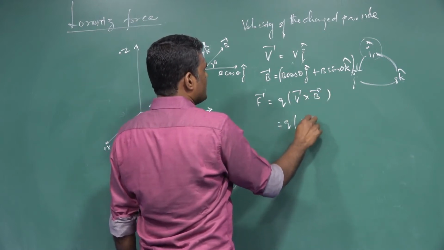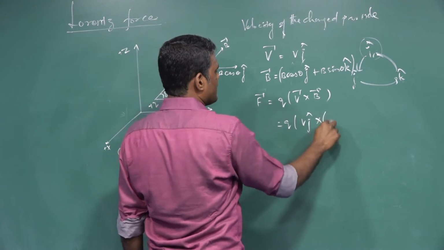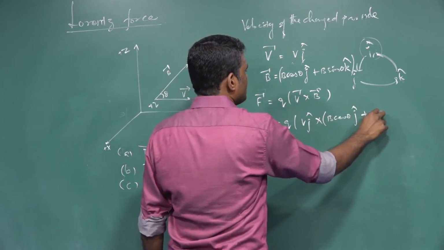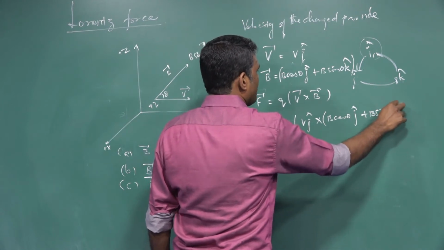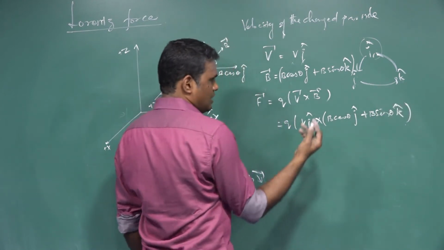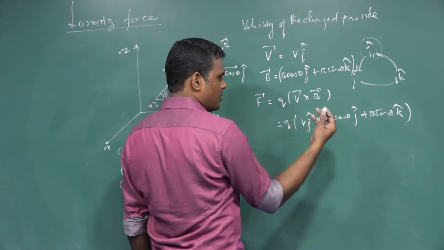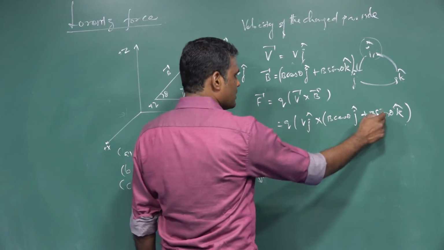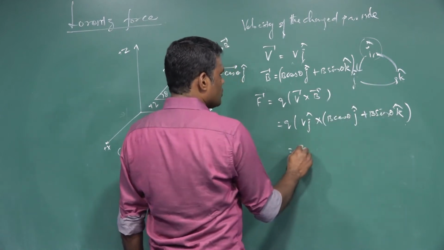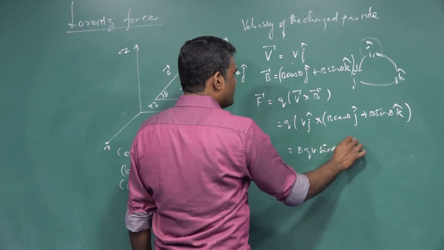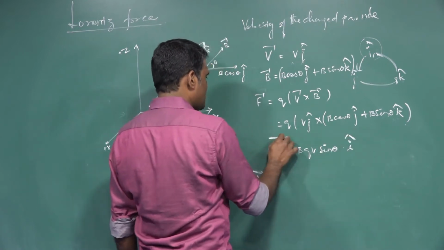So V vector is V j cap cross B vector, which is B cos theta j cap plus B sin theta k cap. And as you know very well, the cross product of j cross j is 0, so this cross product goes off. And then cross product of these two, j cross k is i, so you will have BQV sin theta into i cap.